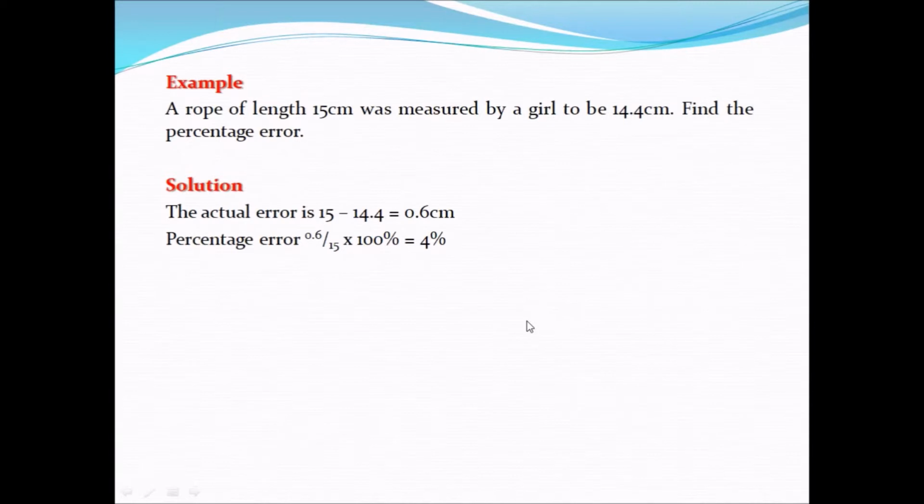Now we're going to take a few examples. A rope of length 15 cm was measured by a girl to be 14.4 cm. Find the percentage error. The actual error is the actual size, 15, minus the measured size, 14.4, which is equal to 0.6 cm. The percentage error is this actual error, 0.6, all over the actual size, which is 15, times 100, which will give us 4%. So the percentage error here is 4%.